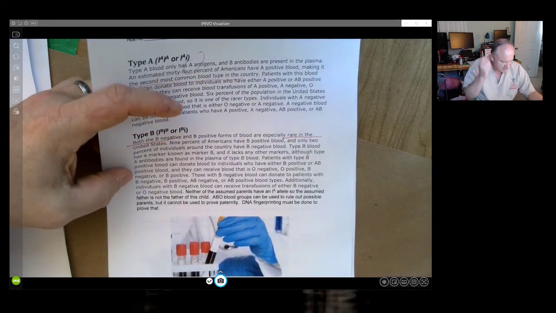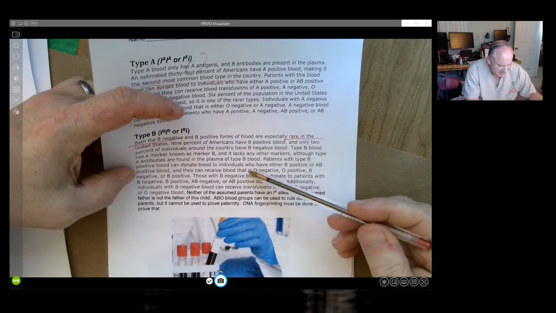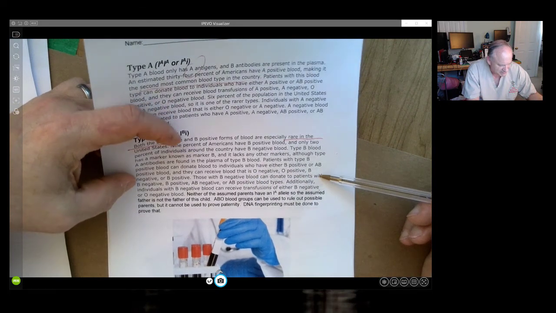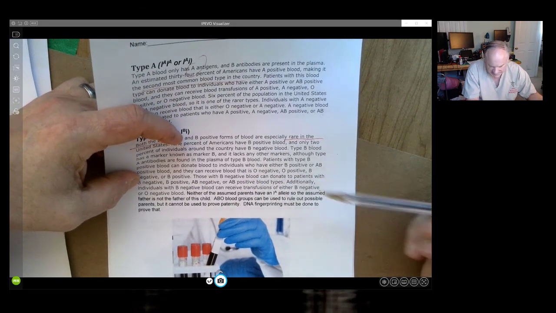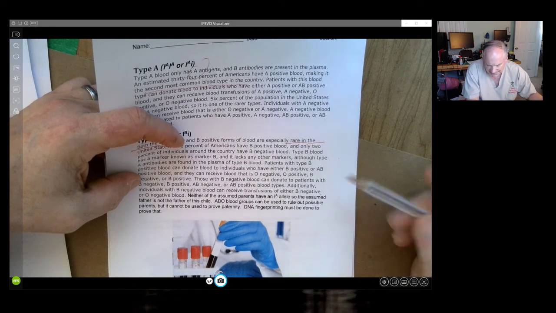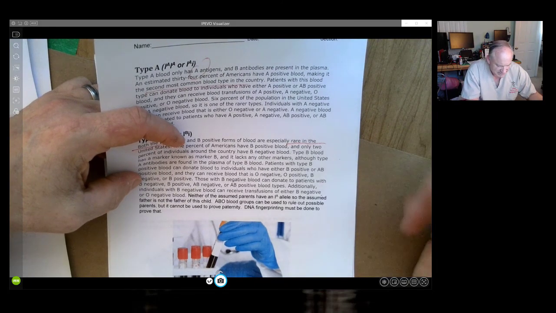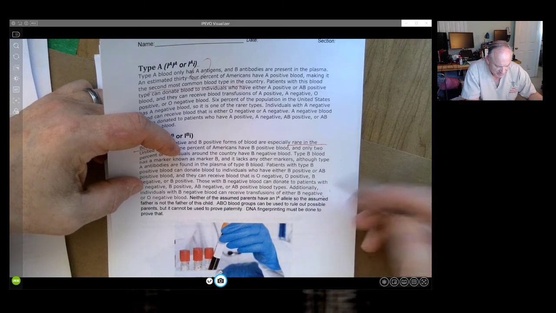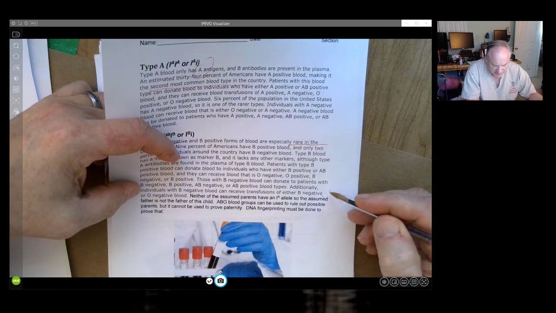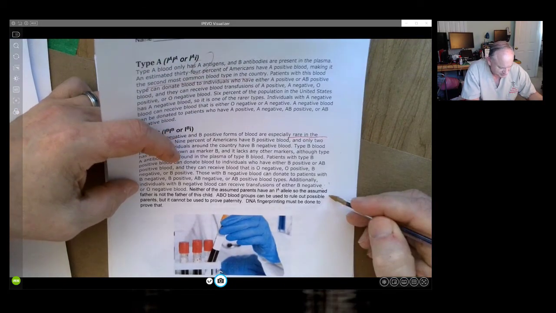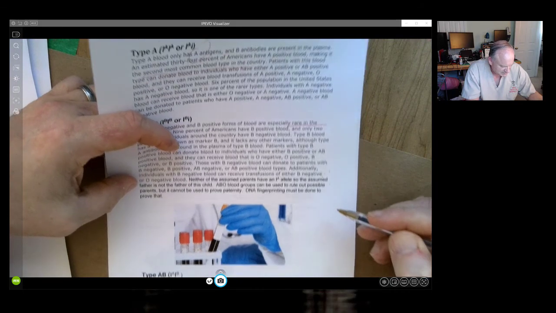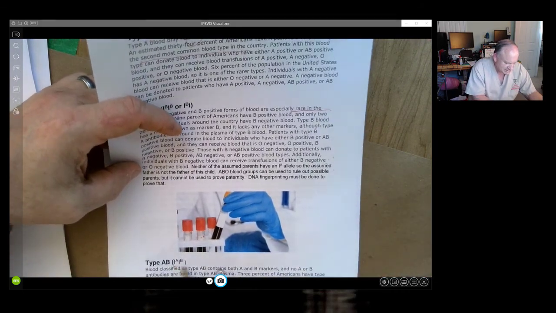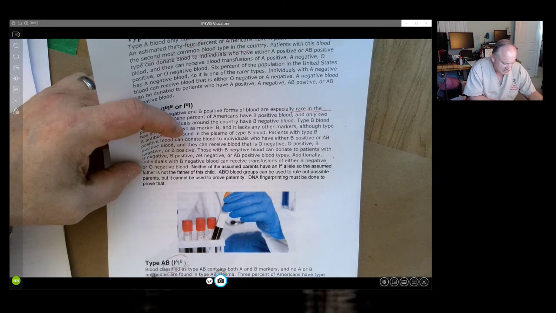So those with B negative blood can donate to patients with AB or B positive. See, if you don't have that particular antigen for the Rh or type D, then if you're negative, you can give to either. But if you're positive, you can only give blood, no matter what type it is, A, B, or whatever, to a positive recipient.